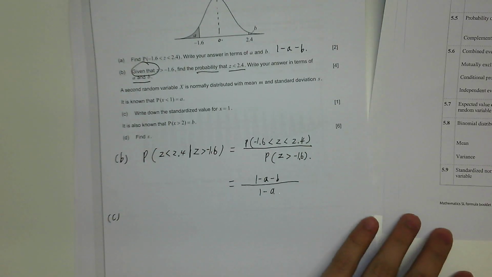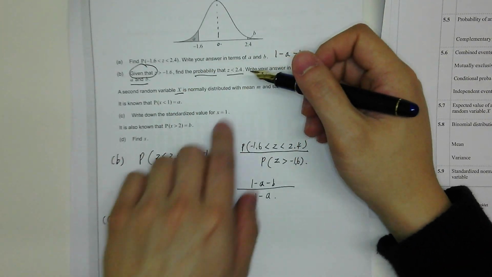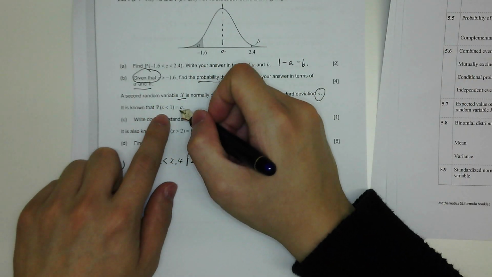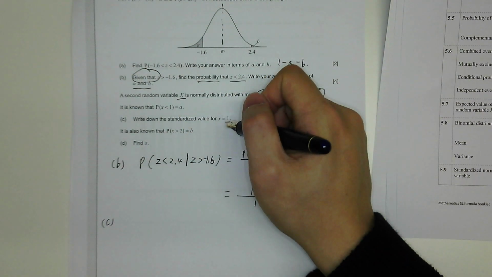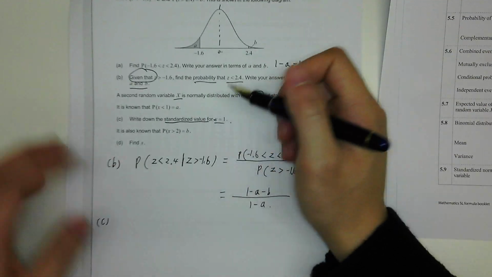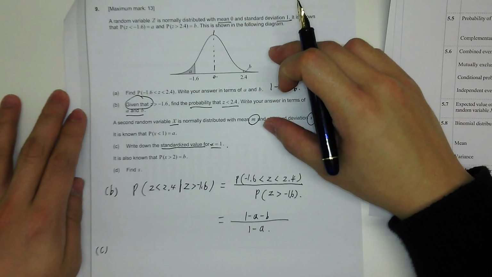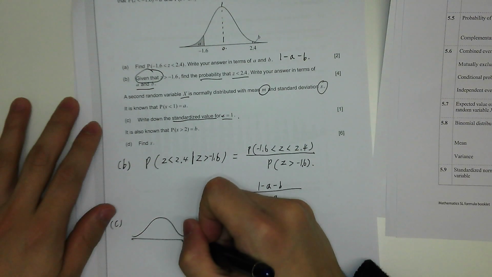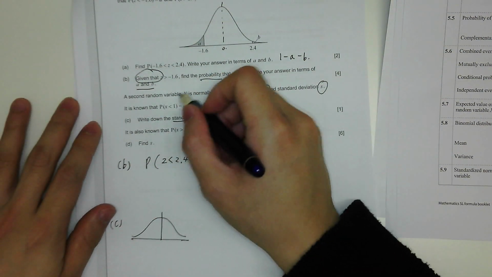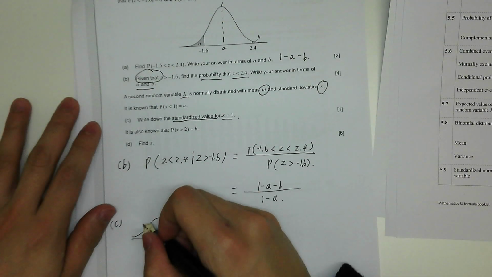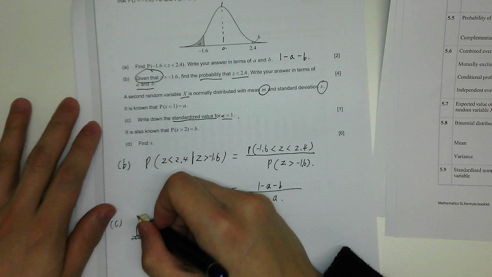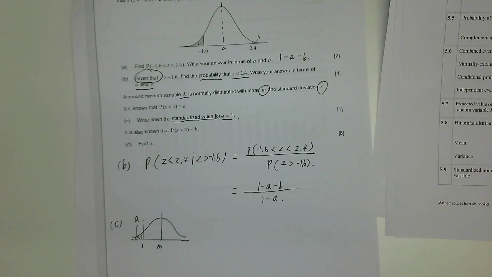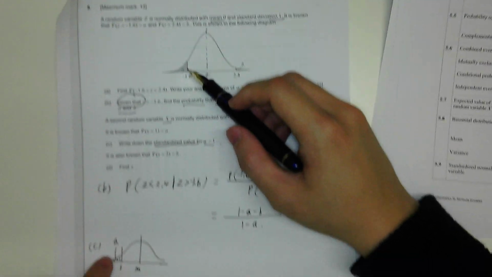Okay, part C. A second random variable X is normally distributed with mean M and SD S. It's known that P(X smaller than 1) equals A. Write down the standardized value of X equals 1. So standardized values. So actually these two normal distribution graphs are related. Let's draw the normal distribution curve for random variable X. The mean is M, and for X smaller than 1, the area is A. Okay, so find the standardized value of X equal 1. So you see, the areas are the same, they are both A.